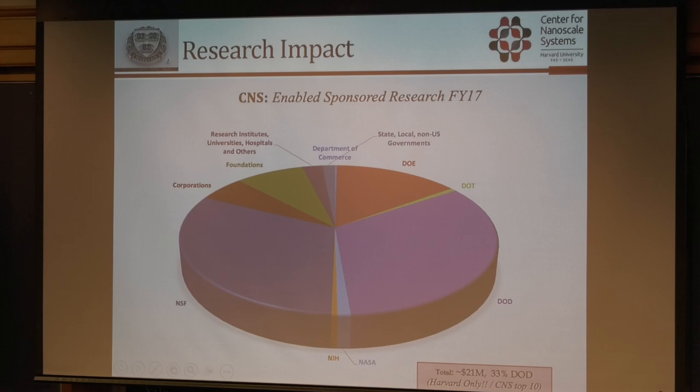In fiscal year 17, again counting only the top 10 people, it's about $21 million in awards from government agencies.